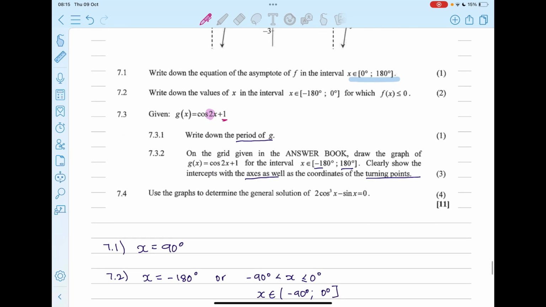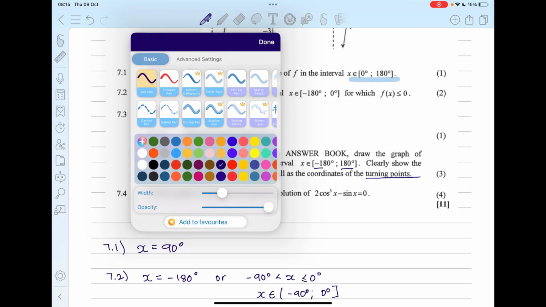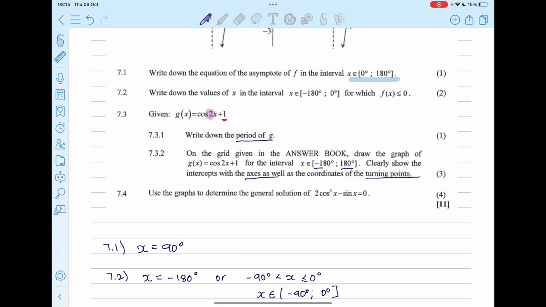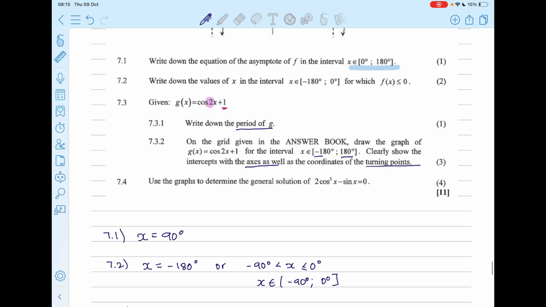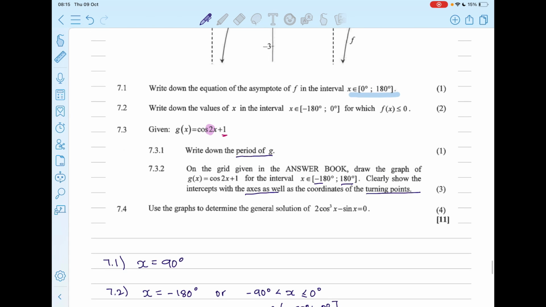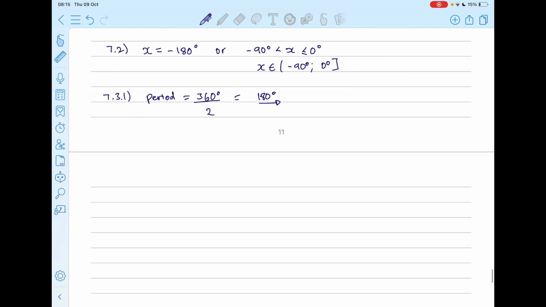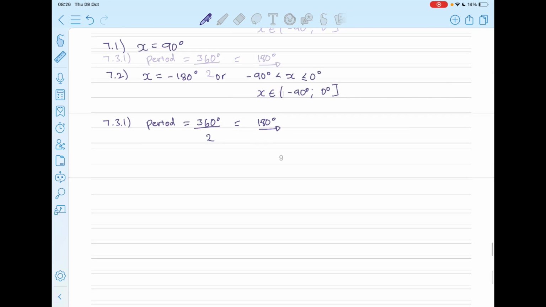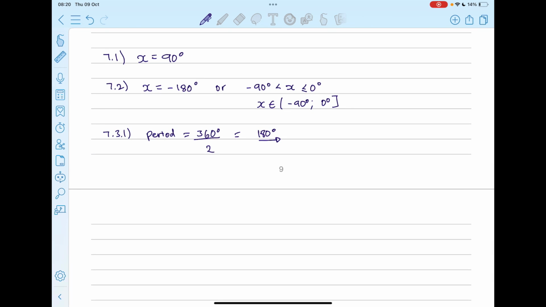Okay, moving on. They said use the graphs to determine the general solution of 2 cos cubed x minus sine x equal to 0. So we first need to simplify it such that we can start to recognize the functions we already know, which is the one for G and obviously tan. So let's try to see 7.4.